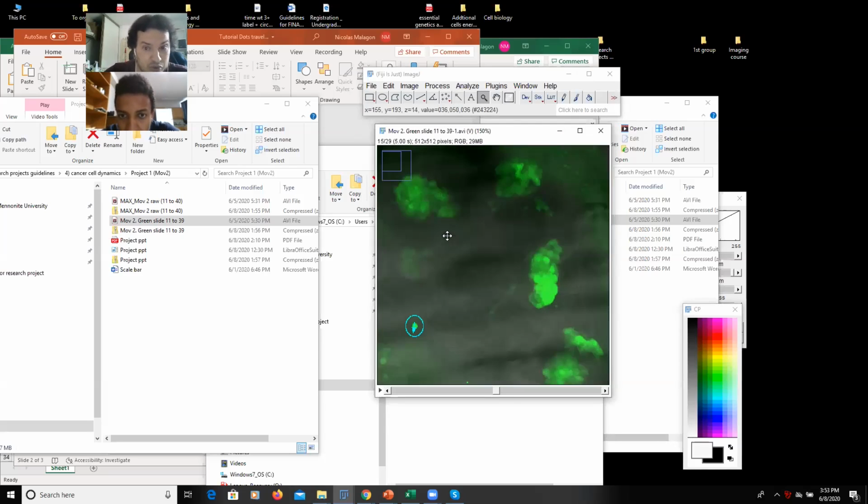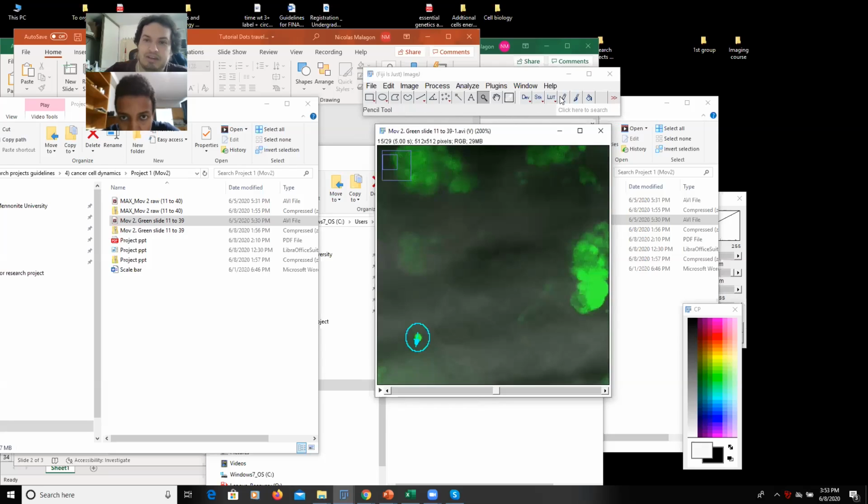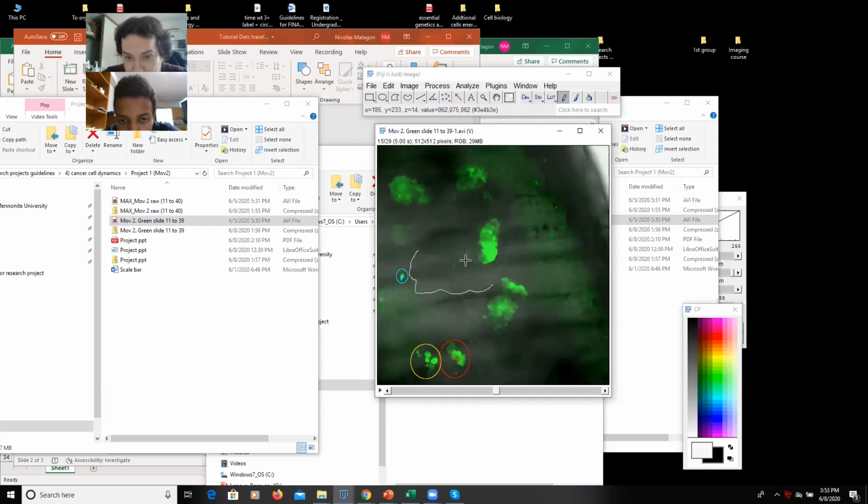You remember how to zoom, and now I can go and try to, it doesn't have to be perfect. I just want you to show me in a few slides that you know where the lake is. For example, here, it doesn't have to be perfect. And do it, take a screenshot and send it to me.